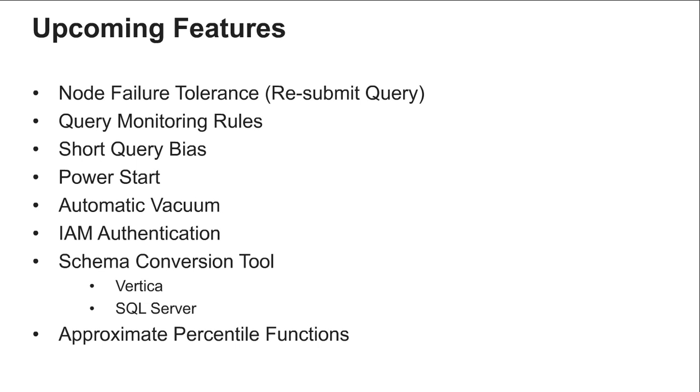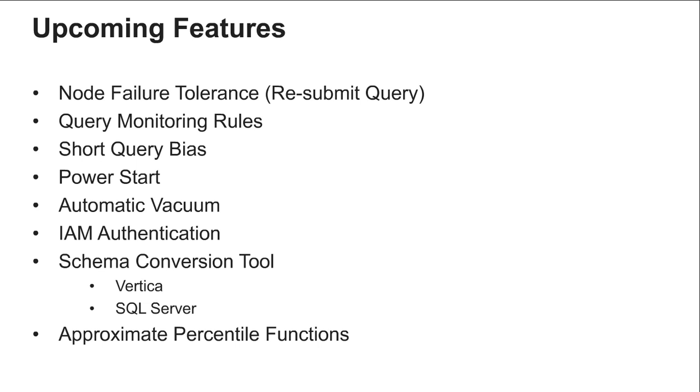The next is we're going to add what are called query monitoring rules. These are rules that can be set up so that, if say you have an analyst or someone that's maybe writing bad queries, they come along and they do some Cartesian product or something crazy that's going to return billions of rows, this allows you to set up rules that detect those bad queries and kill the query, basically to save the cluster resources for other, more meaningful queries.